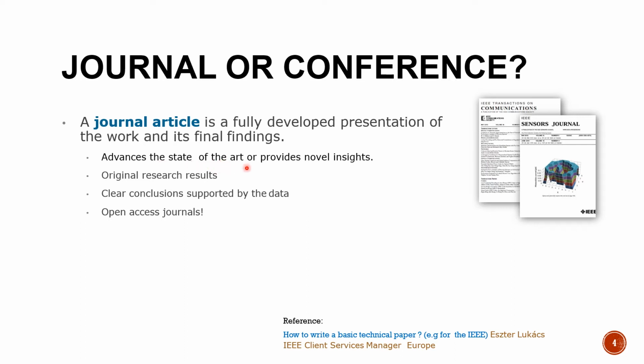There are some characteristics of a journal. Advance the state of the art. If you submit a work, it should provide advances in the state of the art. It should have some original work. It should provide novel insight.